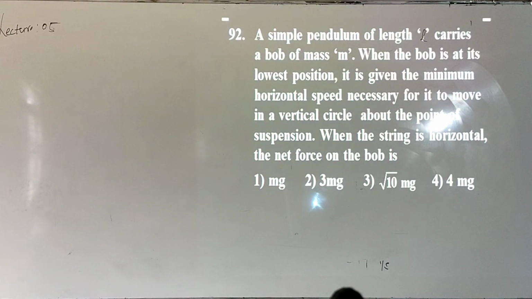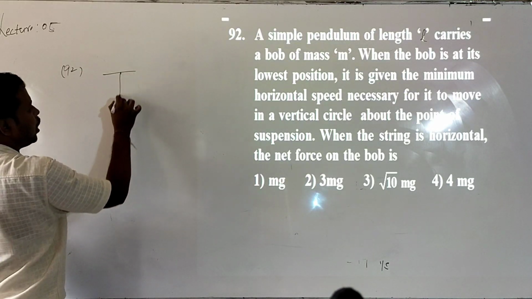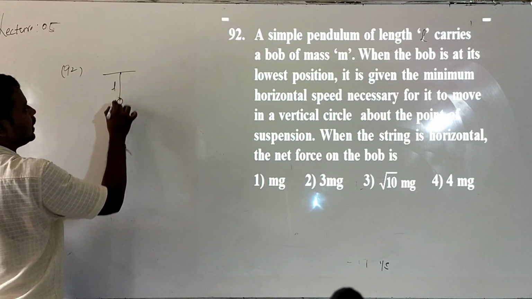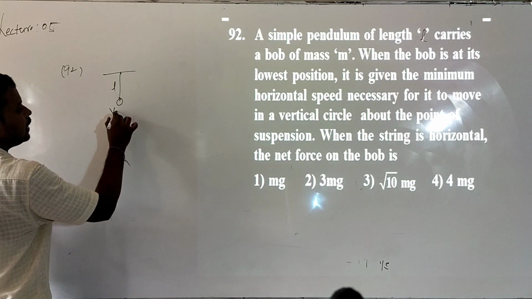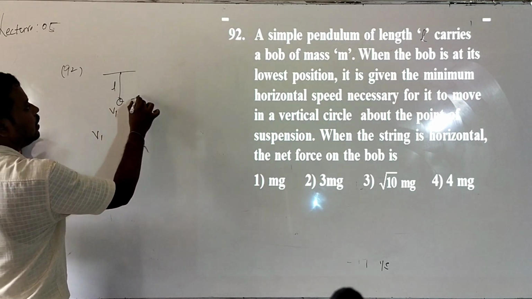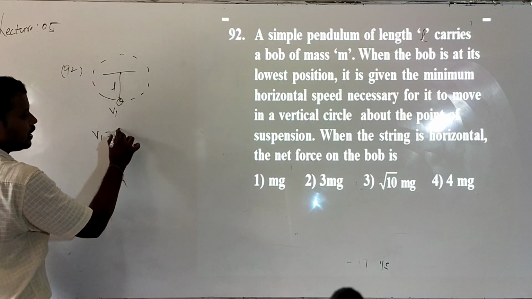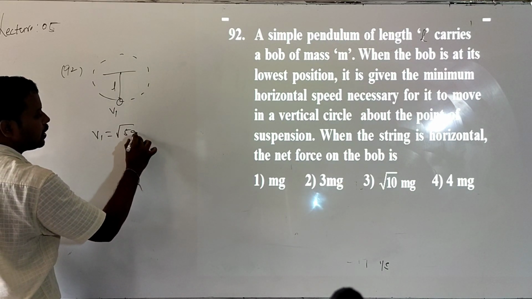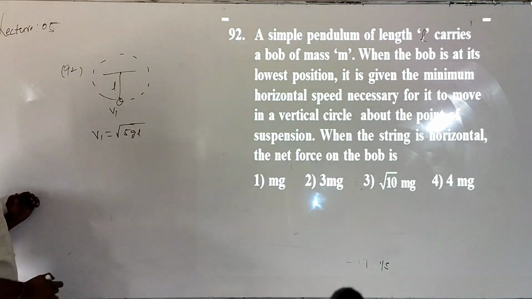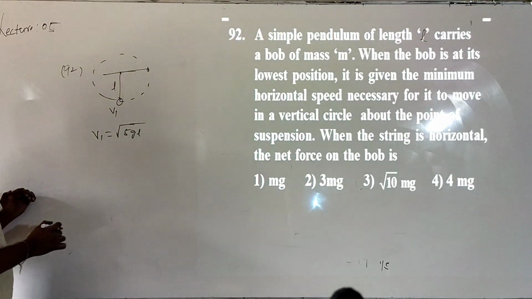Question number 92. A simple pendulum has a bob of mass M, suspended by a string of length L. The minimum velocity is given at the lowest point, so the bob executes vertical circular motion. To execute vertical circular motion, the velocity at the lower end should be equal to root over 5gL. They ask what the net force acting is when the string is horizontal.